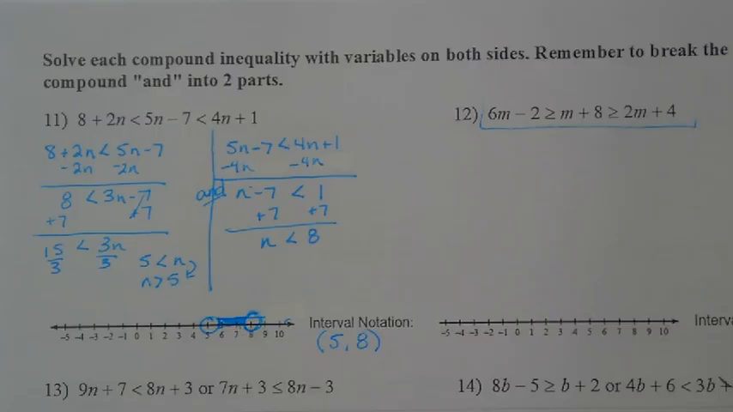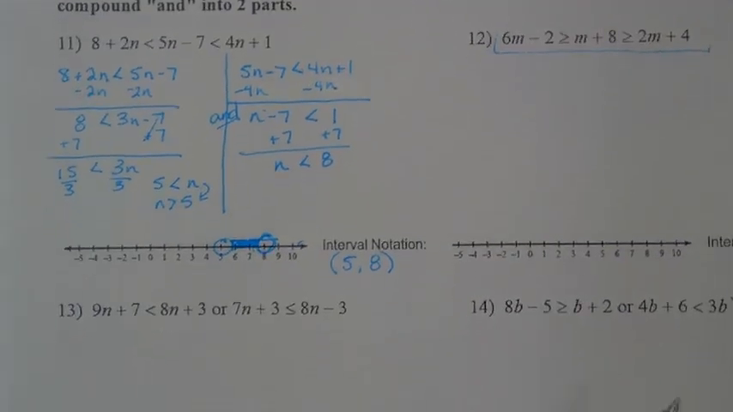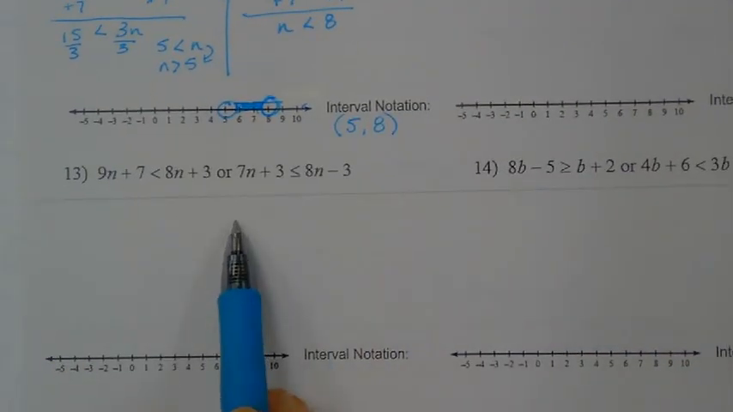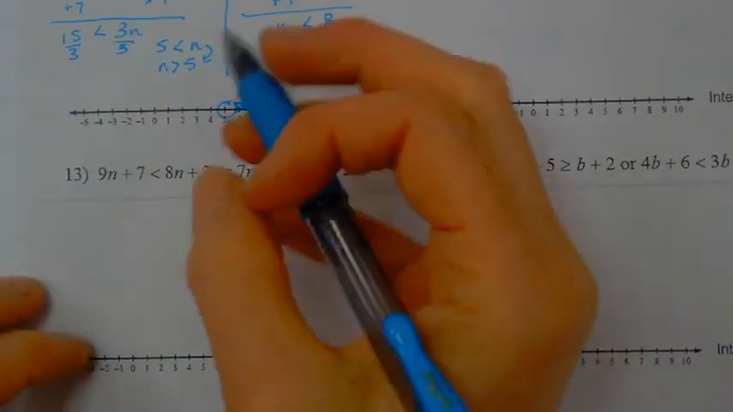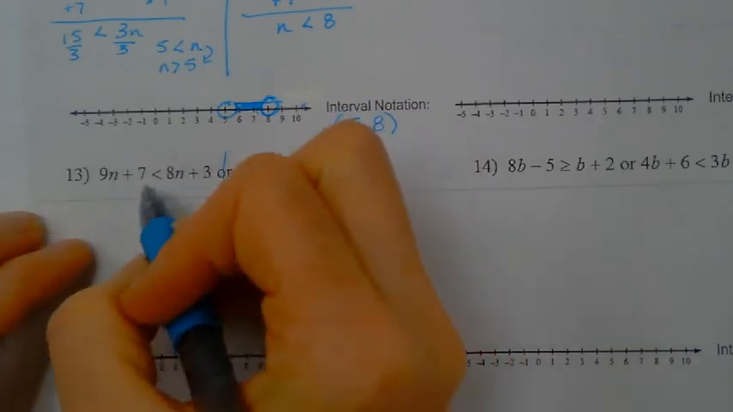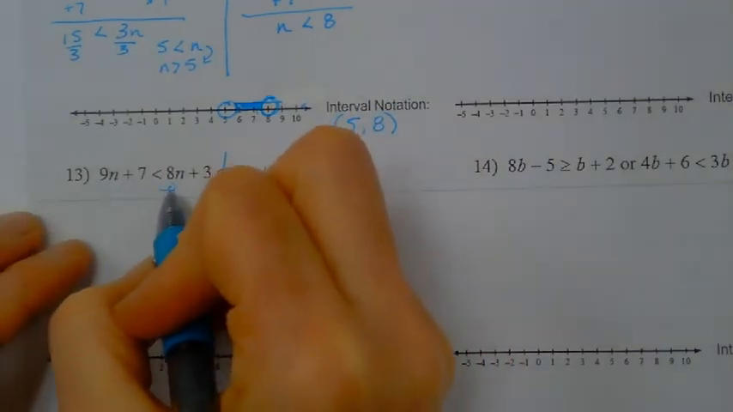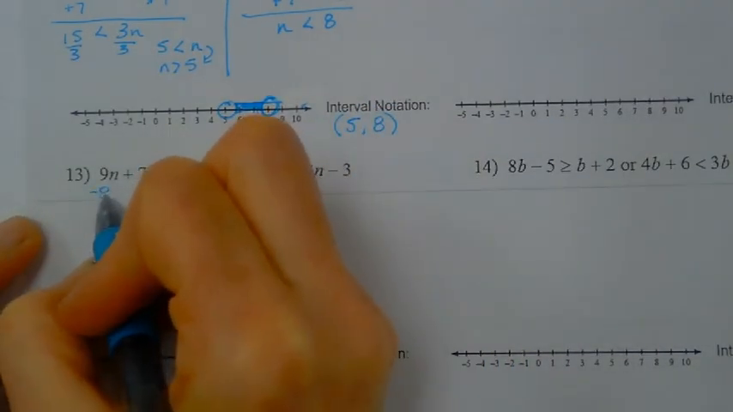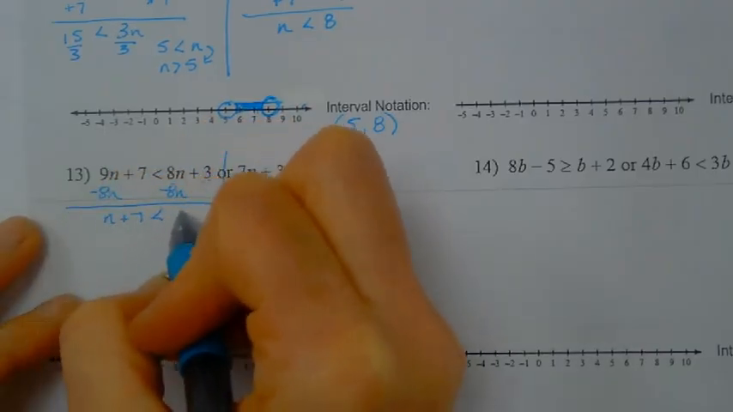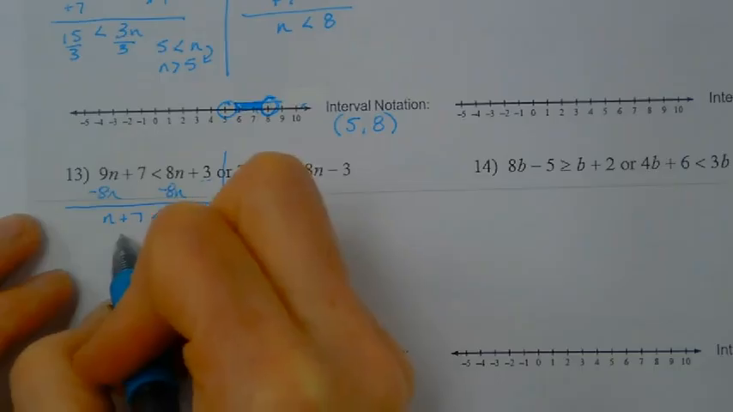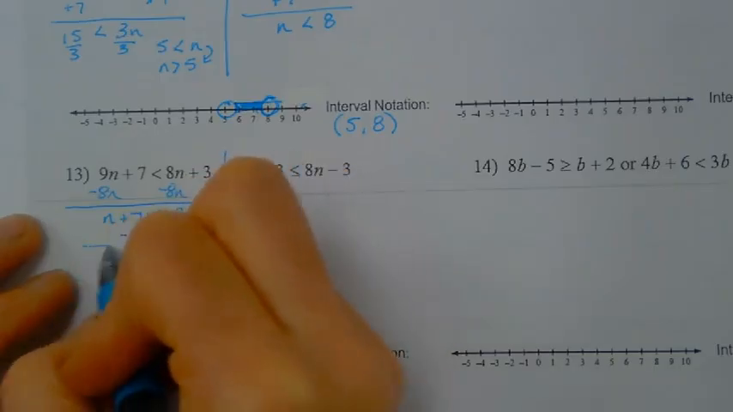Now this is an or statement, so we're not going to get a chunk like this. We're going to get arrows going in the opposite direction. So we're going to solve this one first. We have variables on both sides, so we subtract 8n. We get n plus 7 is less than 3. Now I'm going to subtract 7 from both sides. We get n is less than negative 4.